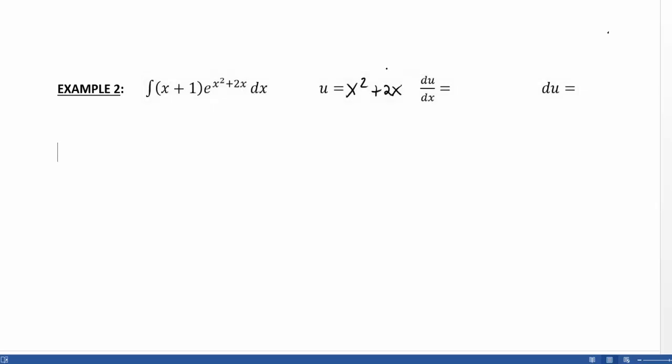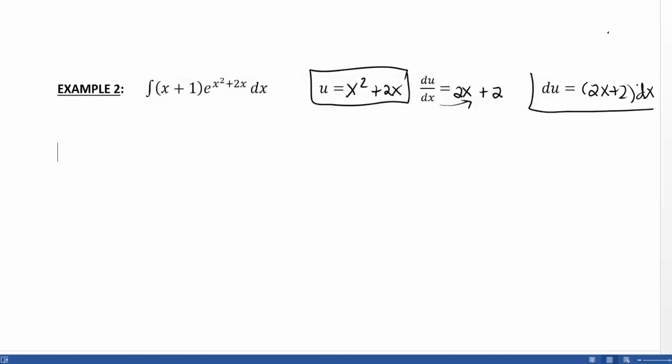Now, from here, I need to take the derivative of that function. The derivative of x squared is 2x, and the derivative of 2x is 2. So my du is 2x plus 2 dx. Again, in this step, I'm just multiplying up the dx. So now I have a u and I have a du. Now I start my process of substitution.